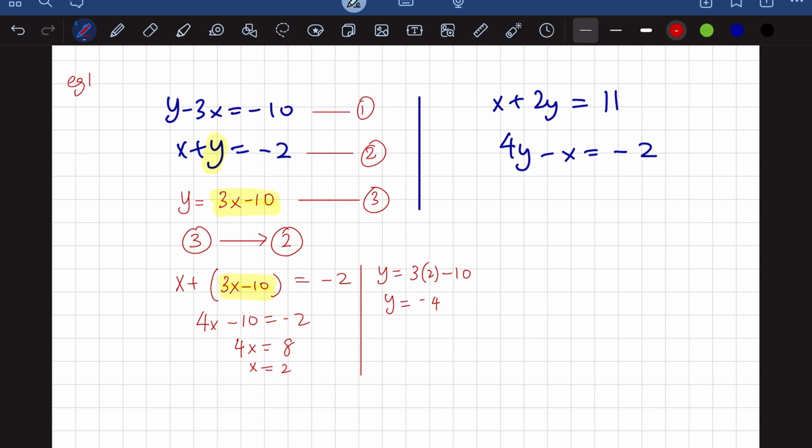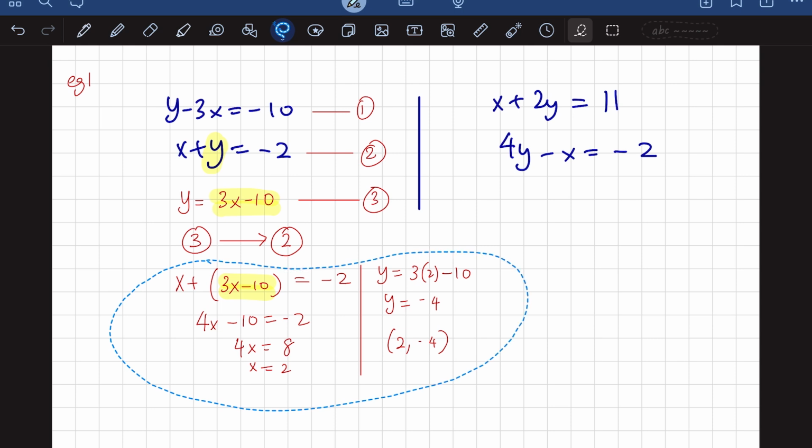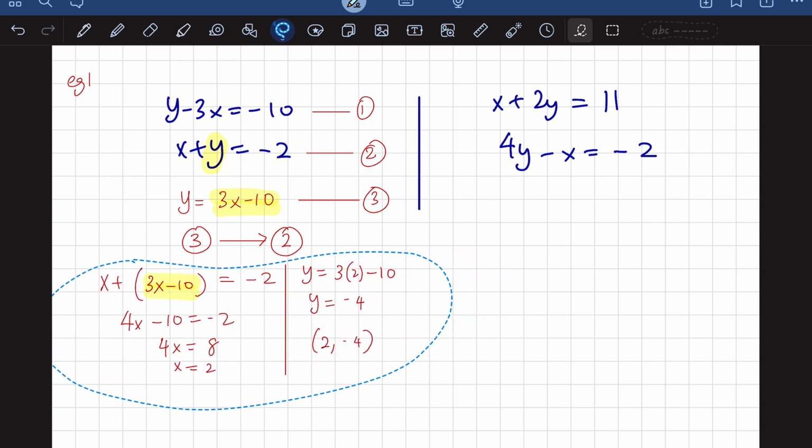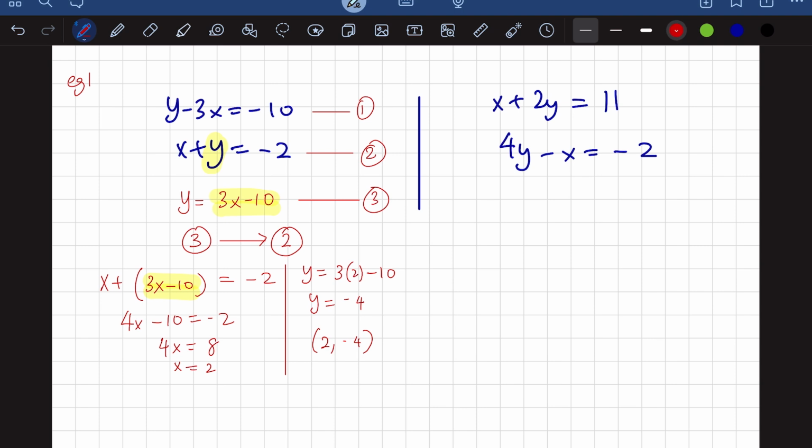So therefore, we're going to say the solution is (2, negative 4). That will be the intersection between these two linear equations. Okay, so that will be the conclusion of example 1.